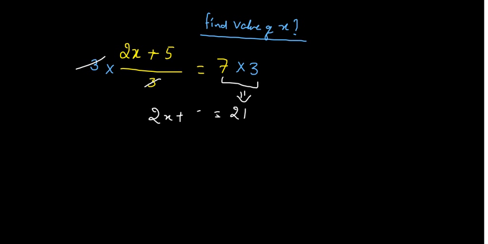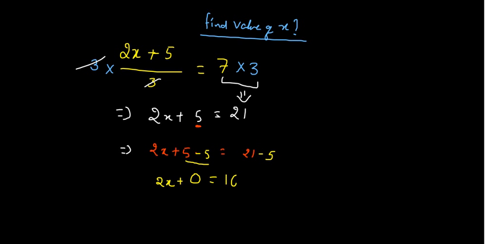Now, what's the next step? Well, the next step is, I don't want 5 here. So I have to remove this 5. So what should I do? 2x plus 5 is equal to 21. Subtract 5 from both sides. So if I subtract 5 from both sides, what is going to happen? This will become 0. Yes, exactly. Very good. And this will be what? 16. Yes, exactly. 21 minus 5 is 16.